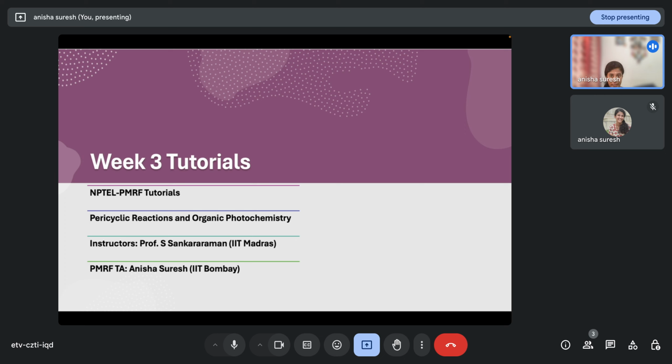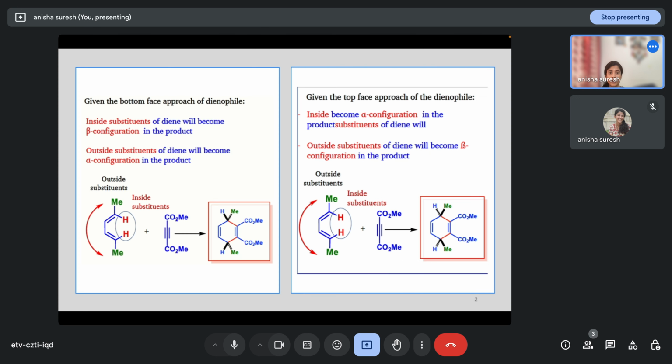So, in this week 3, Sir has discussed mainly the 1,3 dipolar cycloaddition reaction. Along with that, some concepts of the hetero Diels-Alder reaction were also discussed. We will be briefly going through the summary of week 3. Before that, we have seen that Diels-Alder reactions are stereospecific. So for defining the stereochemistry of the product formed from the reaction, we can follow this rule.